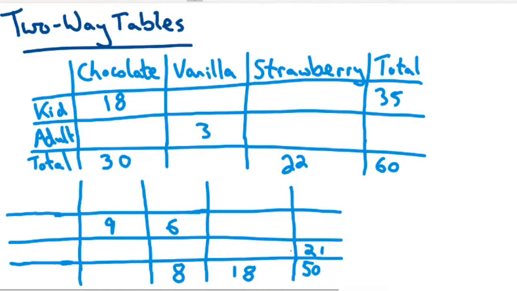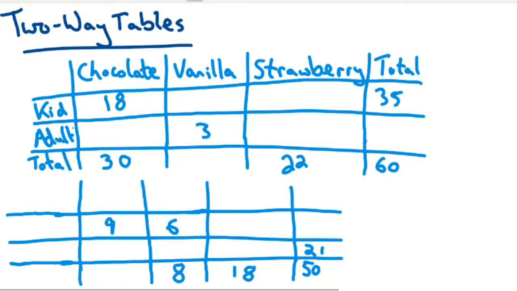Two-way tables are yet another way of just representing data. In these situations, we've got two different variables we could compare something against. For instance, in the first table, you could be asking people what their favourite flavour of ice cream is, whether it's chocolate, vanilla or strawberry. But then also these people could be broken down into kids and adults.